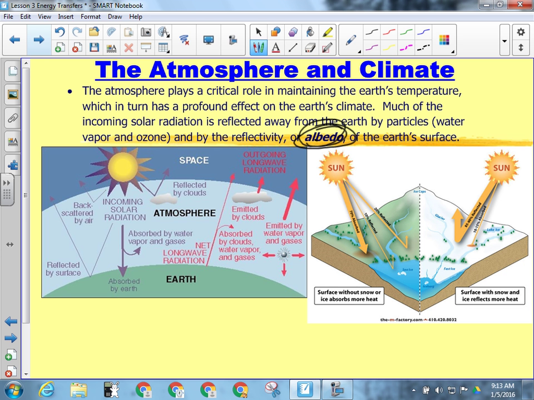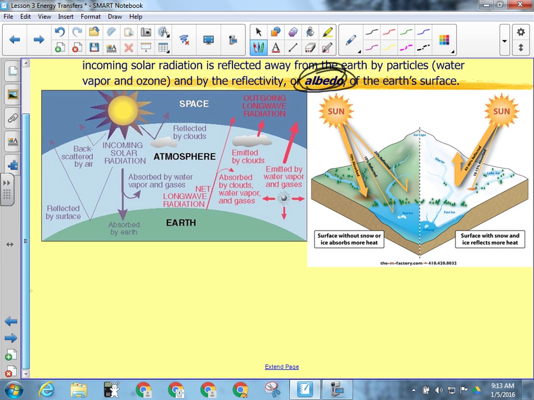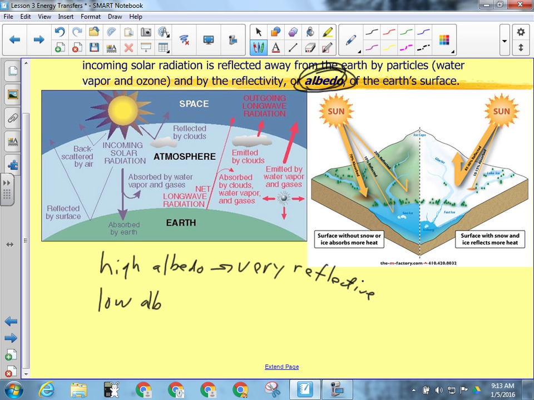Making sense? All right, so just a quick thing to remember here. You might want to write this down if you didn't already. High albedo, very reflective. Just in case it's counterintuitive for you. Low albedo means very absorptive.